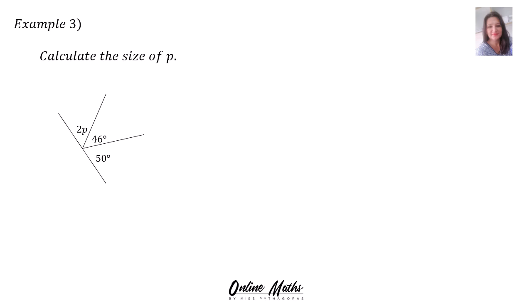Example 3. Calculate the size of B. Now, you will find again there's a straight line and then there's 3 adjacent angles on a straight line. And then there's also a 2 in front of B. Remember, we say that's the coefficient of B. But don't worry, we will just use our tool in the toolbox. Namely, where we say 2B plus 46 plus 50 degrees is equal to 180 degrees. And the reason? Angles on a straight line.